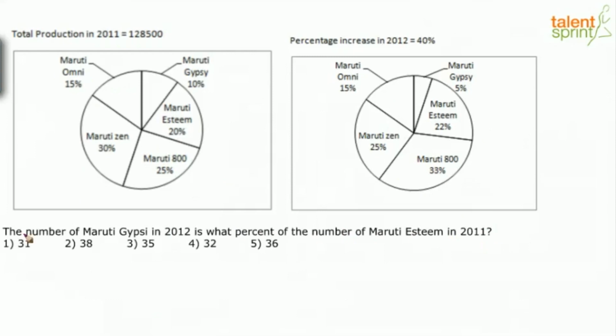Now do this calculation. First of all, which format is this? Of course, this is a percentage based question, right? The question involves the word percentage. But which of those three models? X is what percent of Y, X is what percentage more or less than Y, or percentage change? Very clearly, X is what percentage of Y. Because the number of Maruti Gypsy in 2012 is like X, and the number of Maruti Esteem in 2011 is like Y. So X is what percent of Y. X by Y into 100. So you need to now find out what is Maruti Gypsy in 2012, then Maruti Esteem in 2011 from the two pie charts, and do the calculation.